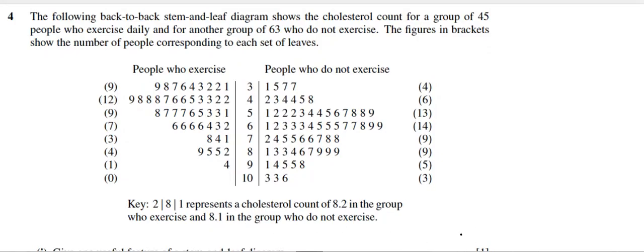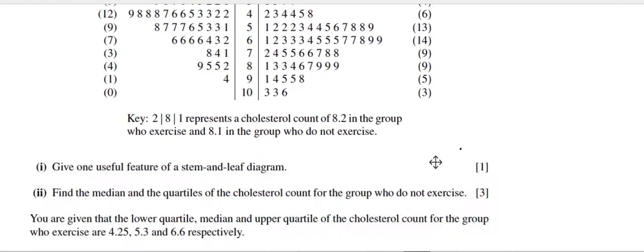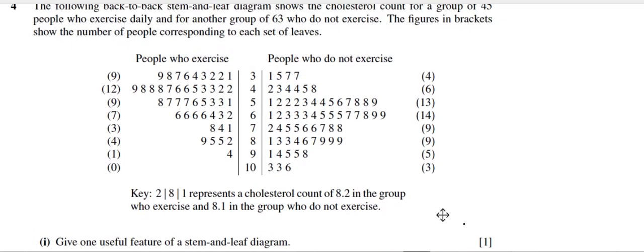Now let's look at what the question requires. First of all, give one useful feature of a stem and leaf diagram. Every time I do a stem and leaf diagram, I try to look at the measure of central tendency, which is the mode, mean or median. It's easy to find.